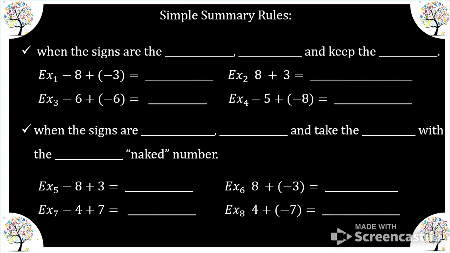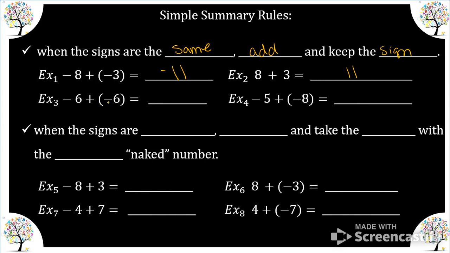So again, let's just do a recap. When the signs are the same, when we are adding, we are going to add and keep the sign. So this is back from our previous lesson. The signs are the same. We add these together and we apply the sign that they are. Positive 8 plus positive 3, positive 11.